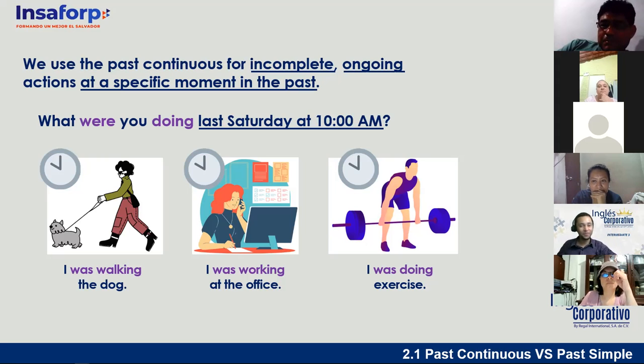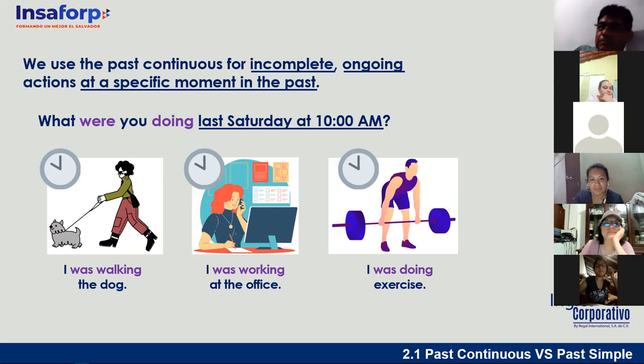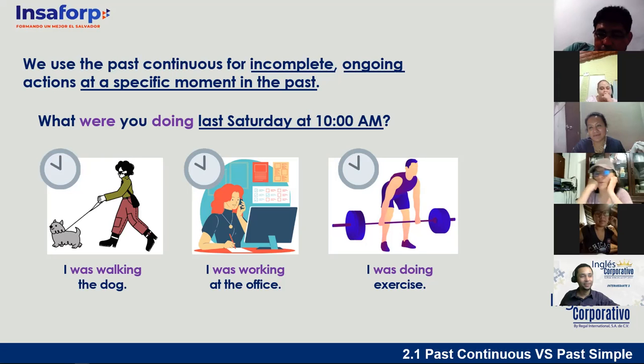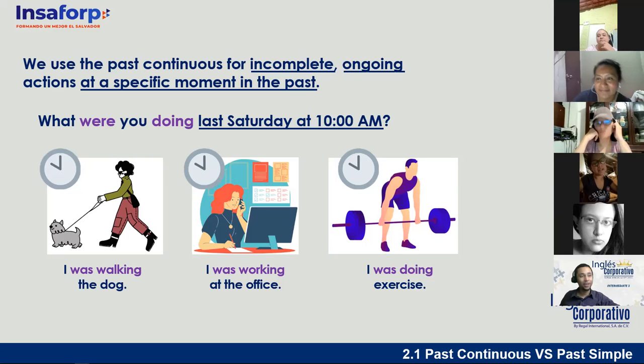Okay, great. Good. Let's see Alejandra, then Sonia, and then Morena, and then Jenny. And then Paola. Oh, everybody wants to participate. Very good. Okay, Alejandra, what were you doing? I was doing homework. Good. Sonia, what were you doing last Saturday at 10 a.m.? I was cooking lunch.